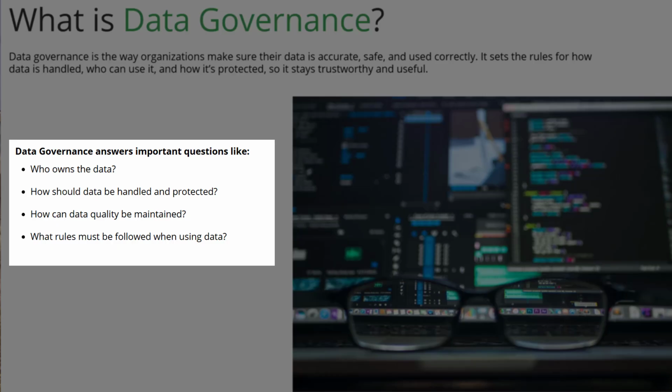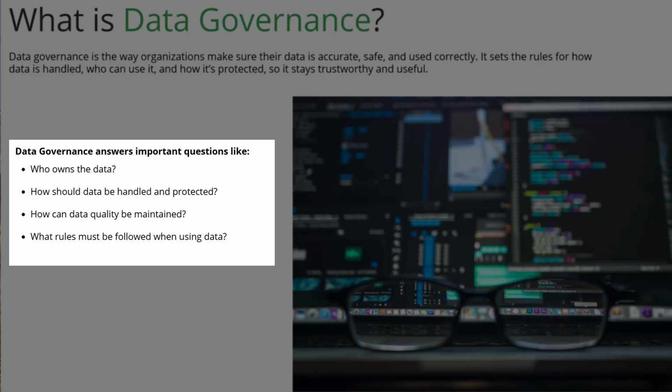How can data quality be maintained? Data quality is a big part of data governance. So when you roll out a data governance program, it also needs to take into account how the data quality will be maintained. And the last question is, what rules must be followed when using the data?